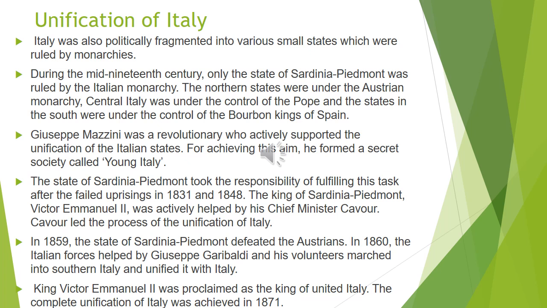In 1859, the state of Sardinia Piedmont defeated the Austrians. In 1860, the Italian forces, helped by Giuseppe Garibaldi, another revolutionary, and his volunteers, marched into southern Italy and unified it with Italy. Thus, the unification of Italy was completed. King Victor Emmanuel II was proclaimed as the King of United Italy. The complete unification of Italy was achieved in the year 1871.